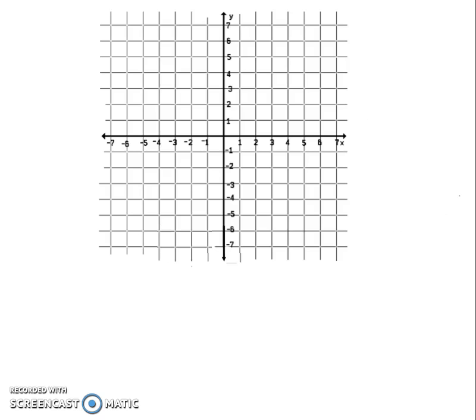Let's take a look at a blank coordinate plane. Your y-axis is your vertical axis. It's the one that goes up and down. Your x-axis is your horizontal axis. It's the one that goes side to side. When we talk about a y-intercept, we're looking at where a graph crosses this y-axis.